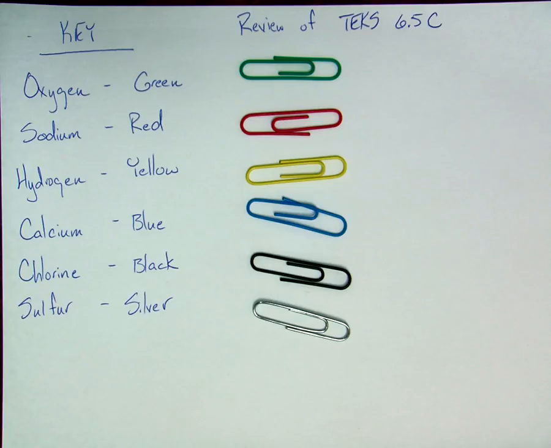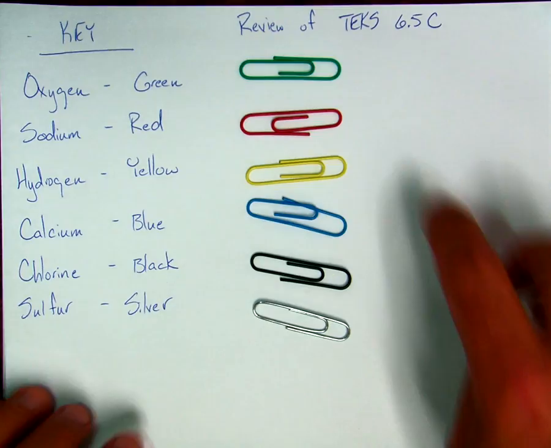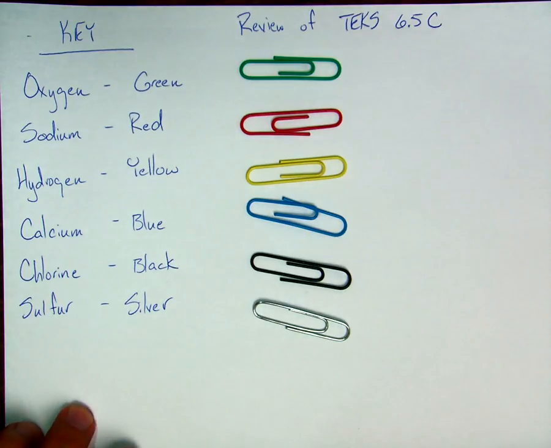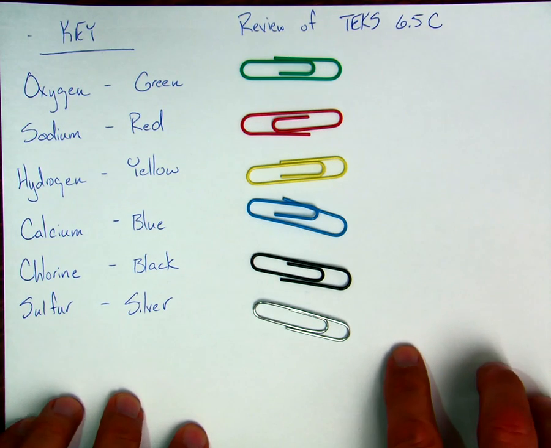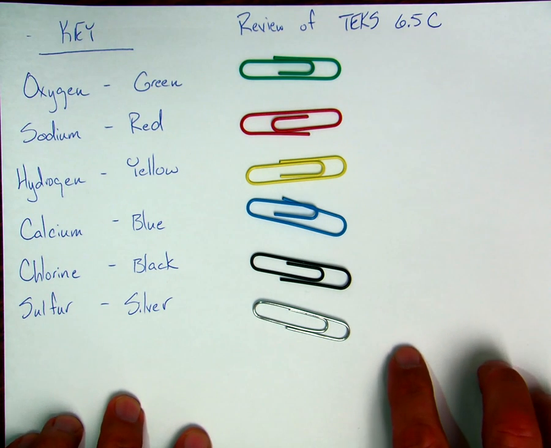All right, so we're going to go ahead and start this particular review, which is a review of TEKS 6.5C, which is a student needs to be able to differentiate between elements and compounds on the most basic level. So what we're going to do today is similar to the M&M lab that you did back in 6th grade.